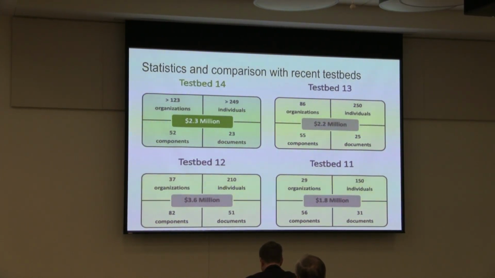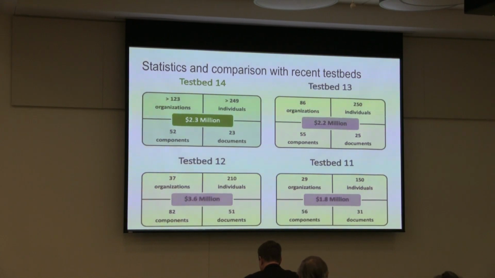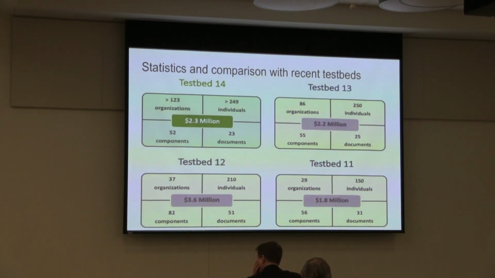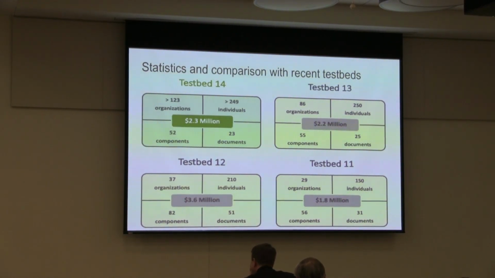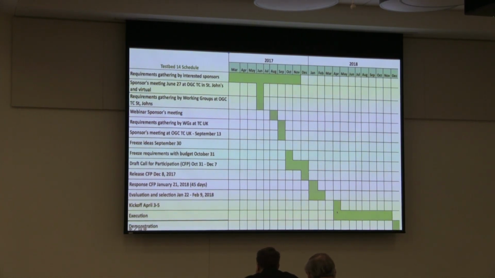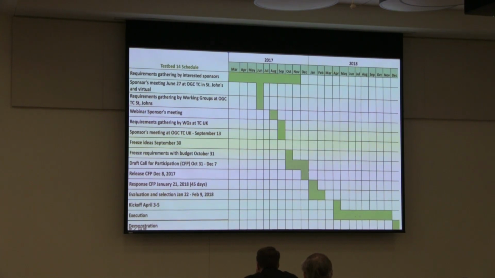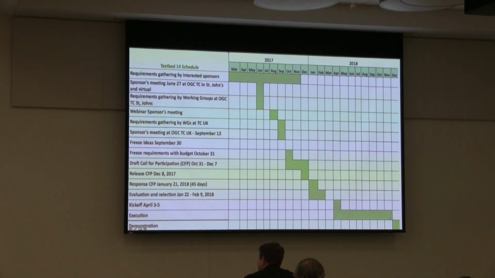These testbeds are now following the same schedule every year. So right now we are in the process of writing the call for participation based on the requirements of the sponsors. Hopefully we will have that by the end of December, and we will have the kickoff in March, April. This was the schedule of Testbed 14. As I said, it will be very similar for Testbed 15. You see, the period of execution is very short, from April to November, December. So we really do this very agile development, and we know how to do this.